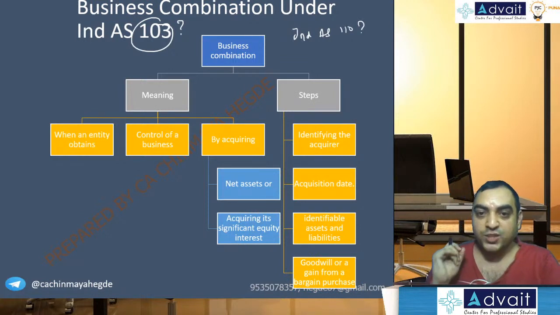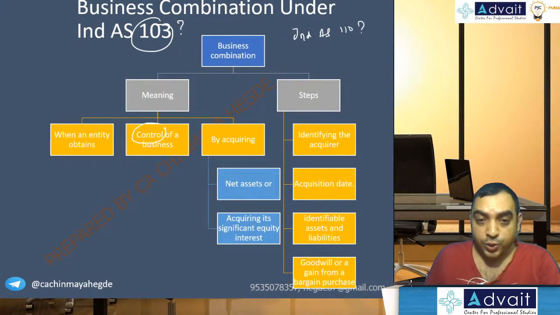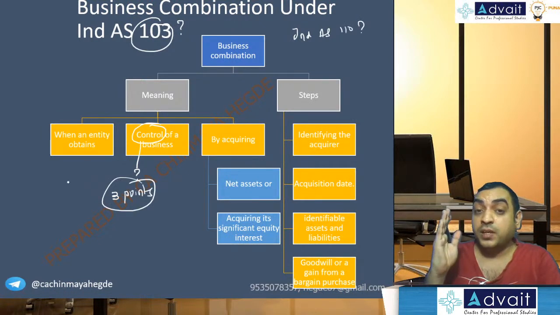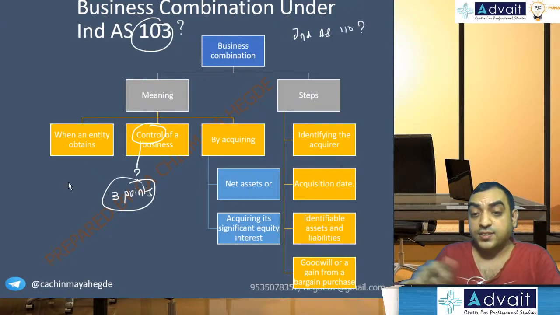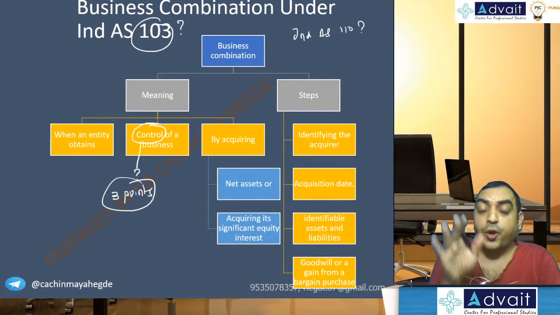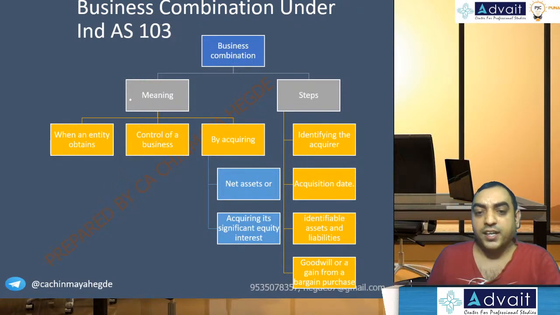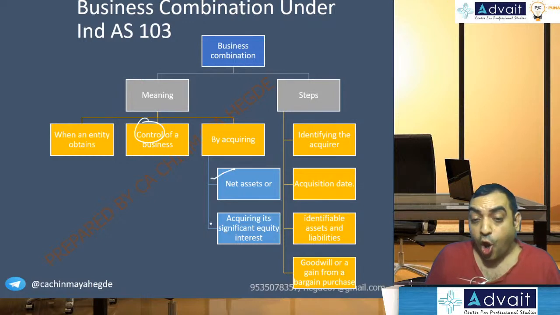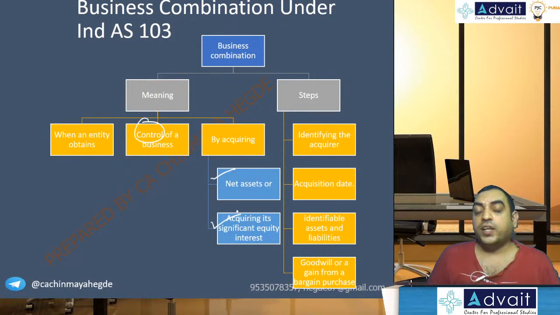Okay, let us move on to Ind AS 103 now, business combination. Whenever an entity obtains control, what is control? I talked about 3 points yesterday: variable return, power over investee, and the link between the power and the returns. Those things you have to get a control, by acquiring net assets or by acquiring its significant equity interest.